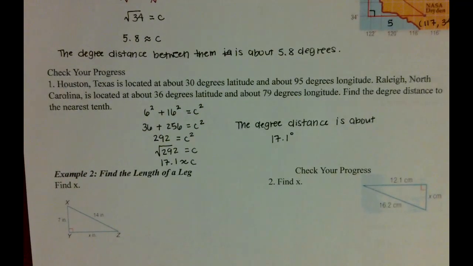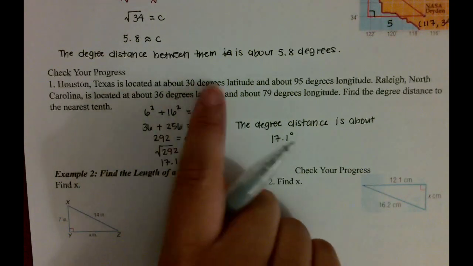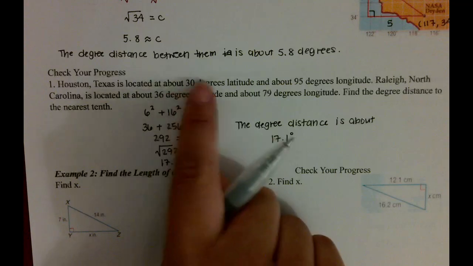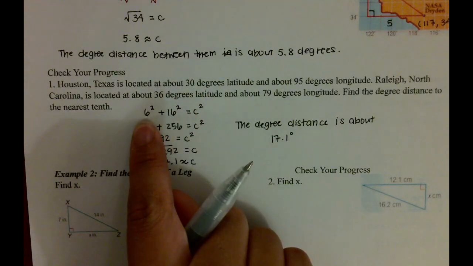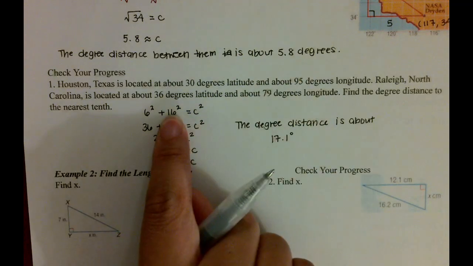The degree distance is about 17.1 degrees. If you got that right, you can move on to your next example. If not, here is your explanation. First I found the difference between the degrees latitude: 36 and 30, a difference of 6. 95 and 79, a difference of 16.